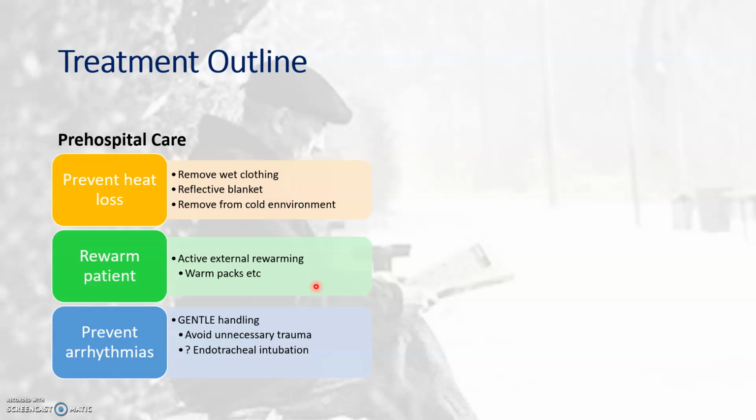Rewarming the patient may consist of active external rewarming, such as warm packs in the axillae and groins, and preventing arrhythmias requires gentle handling, avoiding unnecessary trauma, and consideration of any invasive procedures such as endotracheal intubation, which some authorities think might precipitate a ventricular fibrillation, although this is not clear-cut.